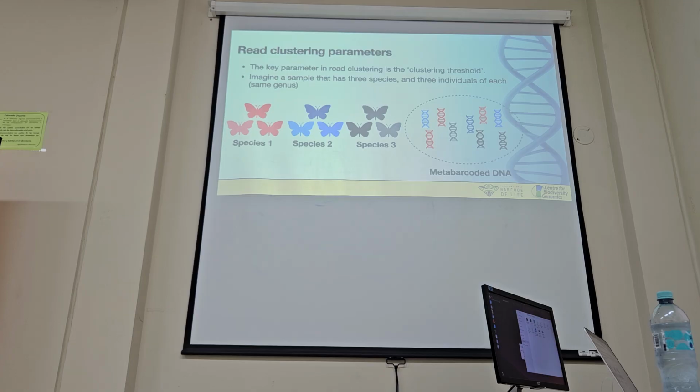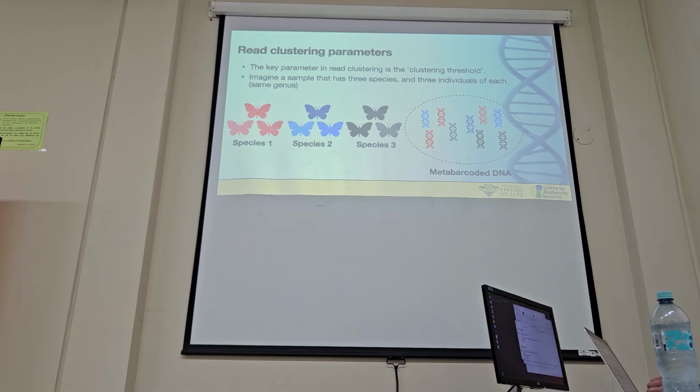And so when you're doing read clustering, this is something that we'll work on a little bit, if we get Ubuntu working, or I can show you on my computer. There are several parameters, but the key parameter is the clustering threshold, okay? And I'll explain what that means.